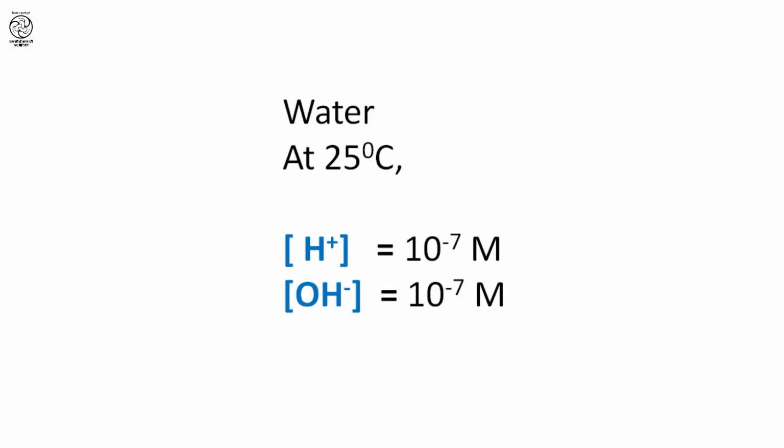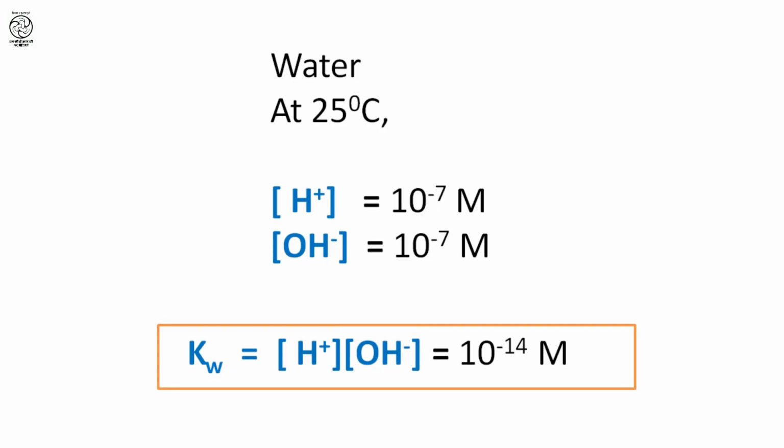At 25 degrees centigrade, if we determine the concentration of H positive ions and OH negative ions in water, we will find that the H positive ion concentration is 10 to the power minus 7 molar, and the OH negative ion concentration is also 10 to the power minus 7 molar. So, what would be the ionic product of water? Naturally, the H positive ion concentration is 10 to the power minus 7, the OH negative ion concentration is also 10 to the power minus 7, so the ionic product will be 10 to the power minus 14. So, Kw is equal to 10 to the power minus 14.